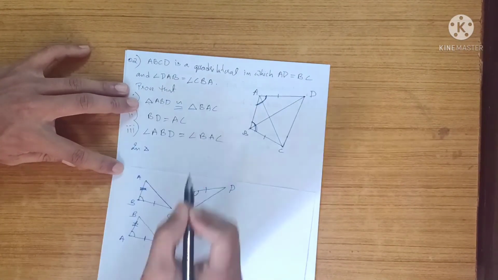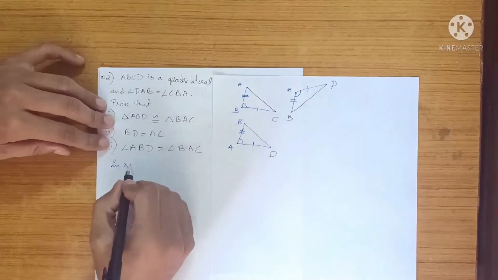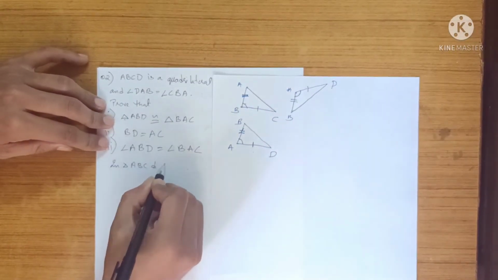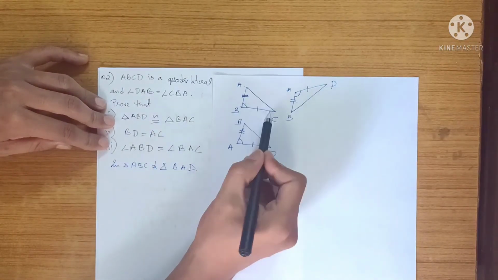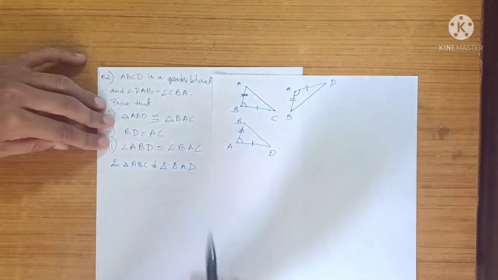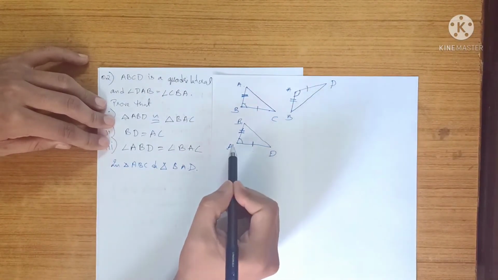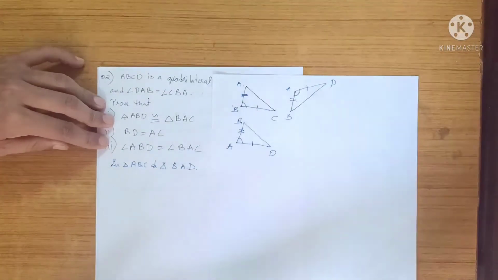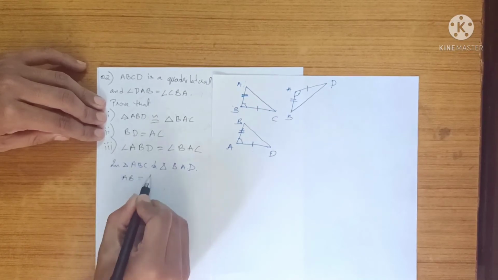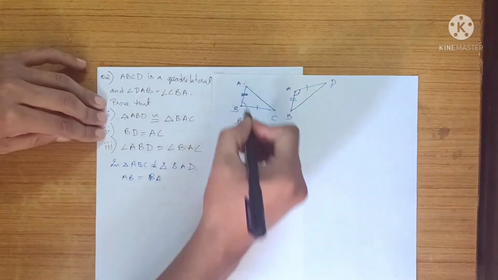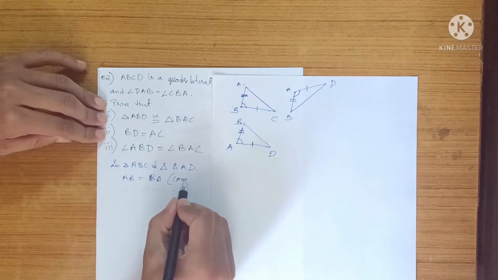So in triangle ABC and triangle BAD. See, now I can say ABC and BAD, doesn't matter. Or you could even say ABD and BAC, same thing. So we can say that AB equal to BA, why? Common.